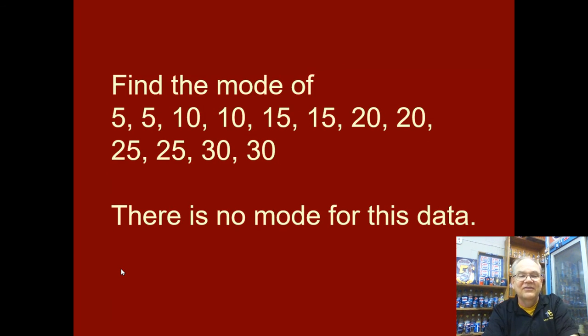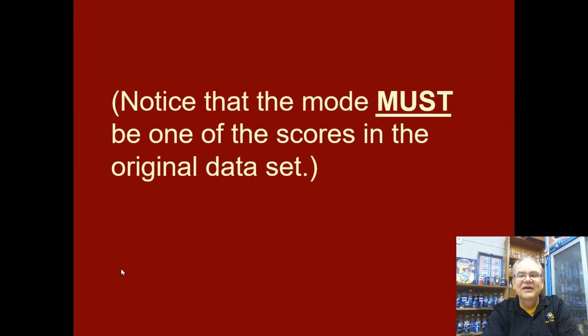And if I had something like this one, 5, 5, 10, 10, 15, 15, etc., this time we're going to say there is no mode. You know, this is not like junior high track where everybody gets a medal. We've got to actually have some sort of winner, and so no, it's not going to have a mode for this data. If you do have a mode, if it does actually exist, it's always going to be one of the numbers you started with because that's the whole point of the mode, it's the most common, so it had to be there to begin with.